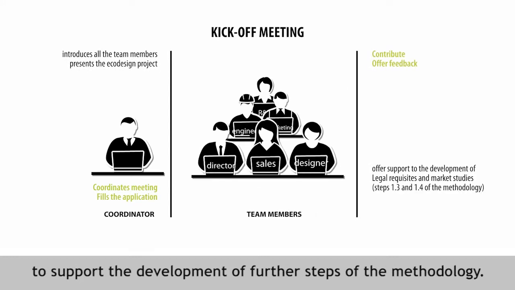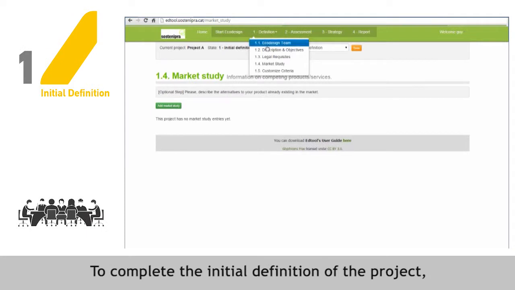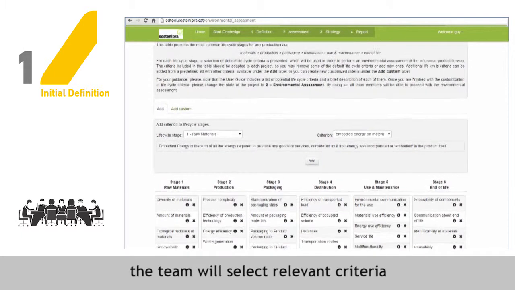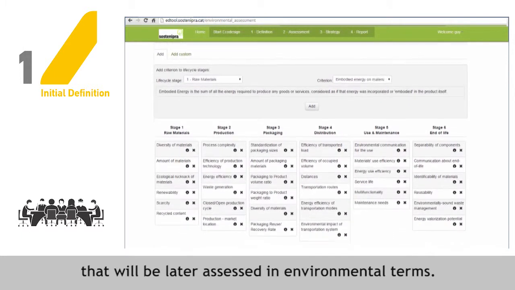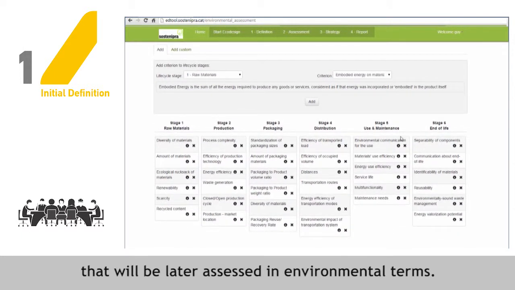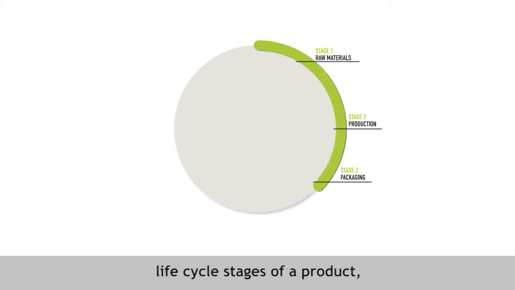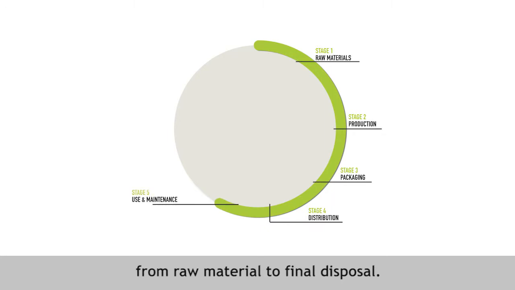methodology. To complete the initial definition of the project, the team will select relevant criteria that will be later assessed in environmental terms. These criteria are sorted based on the typical life cycle stages of a product, from raw material to final disposal.